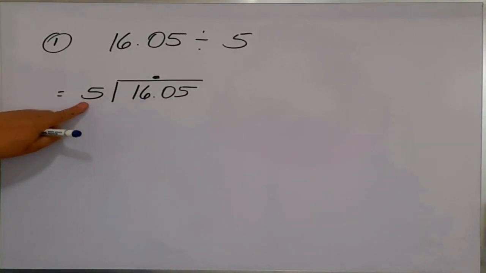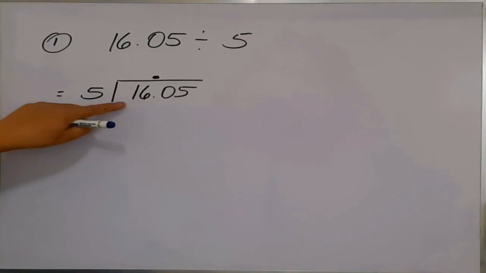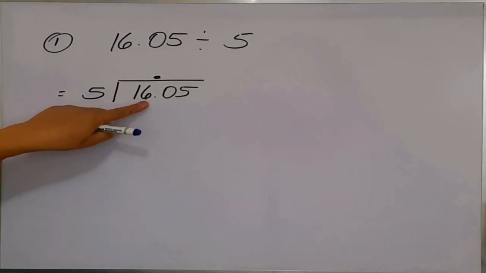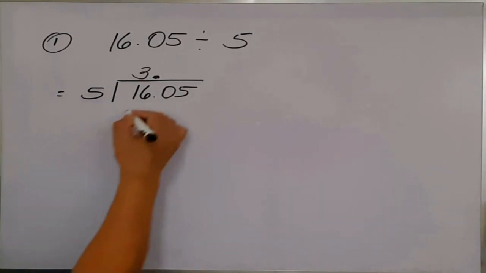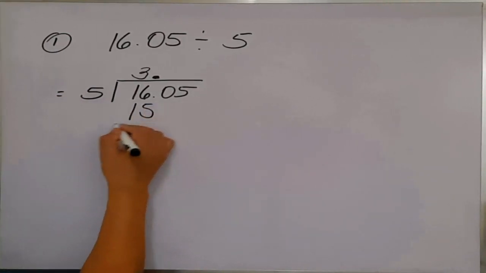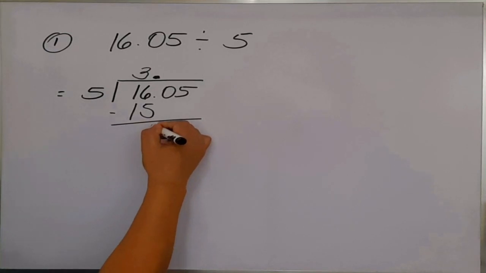So 1 divided by 5 cannot be. So let's take the two numbers. So 16 divided by 5 is 3. Multiply 3 times 5 is 15, and then we subtract. 16 minus 15 is 1.